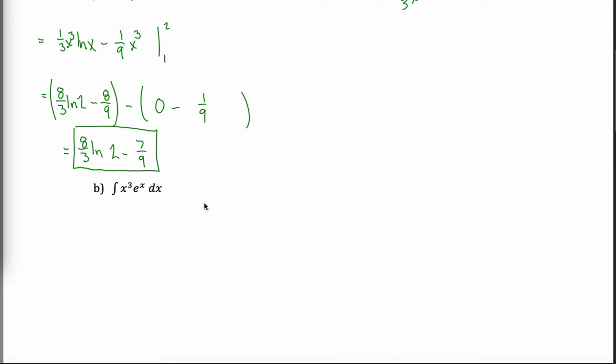You probably don't even need to write out all the different parts, but I'll do it just for the sake of my solutions being easy to follow. We're going to let u equal x cubed, and then dv is equal to e to the x dx. And then I got my du would be 3x squared dx, and my v is just e to the x.